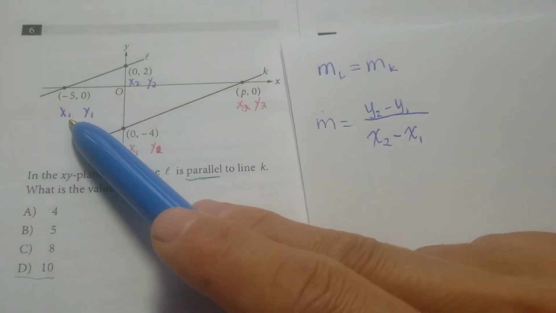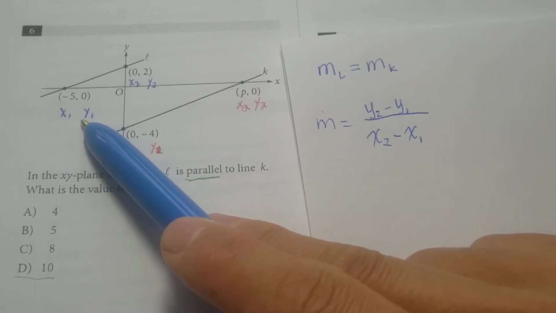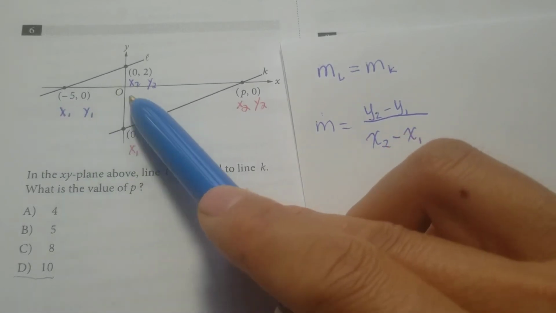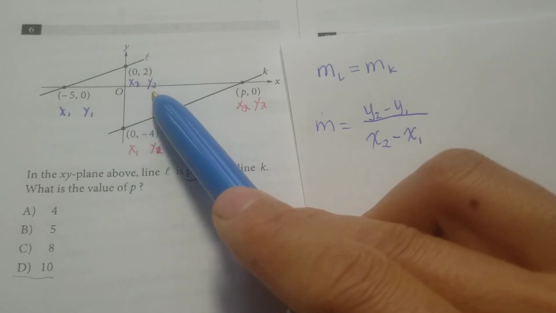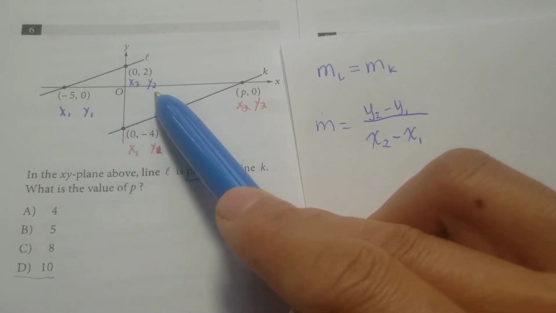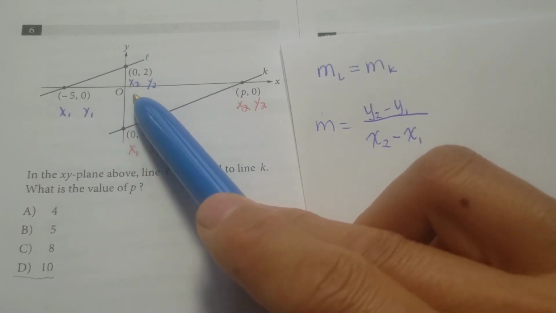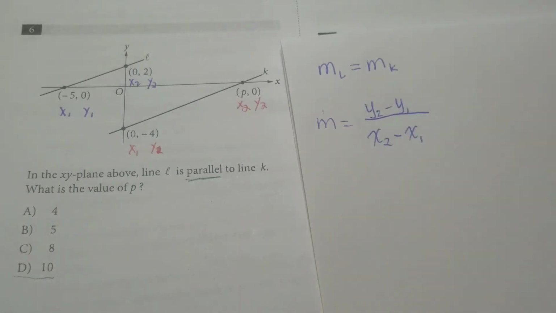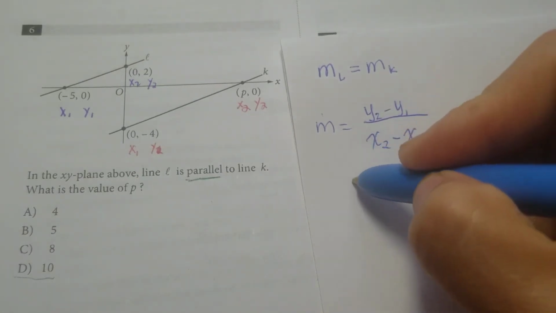Now, label them on your paper. Please label them because when you substitute, I see a lot of careless mistakes. Students substitute them into the wrong place, okay? Now let's see how we can substitute.